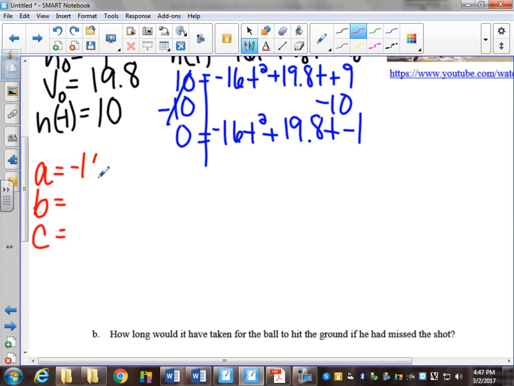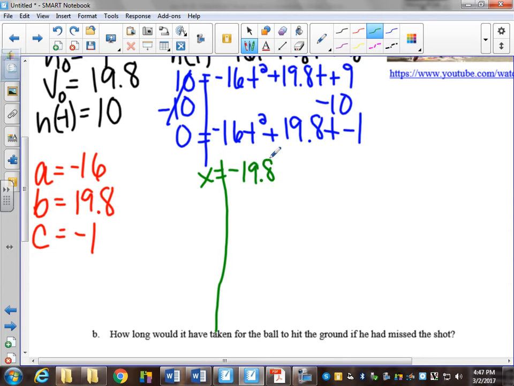My A is negative 16, my B is 19.8, and my C is negative 1. Let's plug it into the quadratic formula. We know the quadratic formula based on the previous problem: x equals negative b plus or minus the square root of b squared minus 4ac, all over 2a.